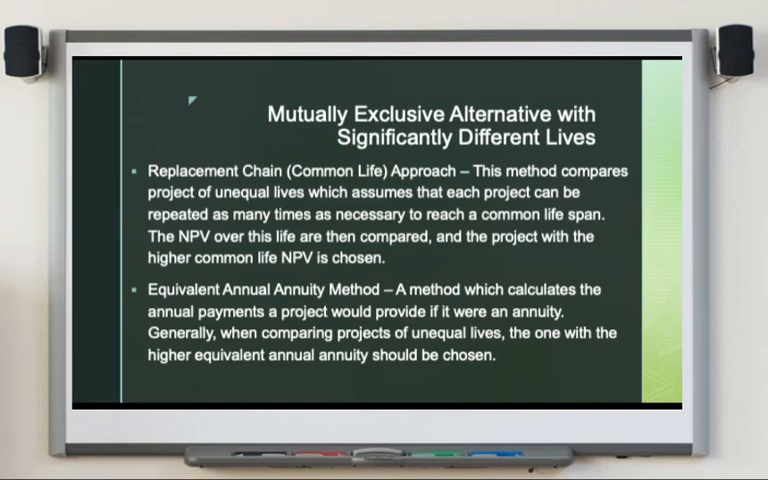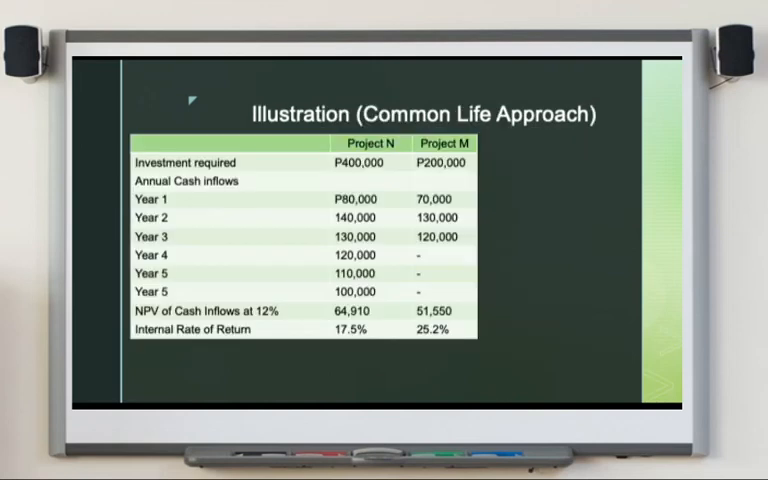So, to better appreciate the concept of common life approach and EAA, let's apply it to a problem. Say, for example, you have two options, Project N and Project M, and each investment has a different lifespan. Project N will run for 5 years. However, Project M will only run for 3 years. The initial investment for Project N is 400,000. For Project M is 200,000.